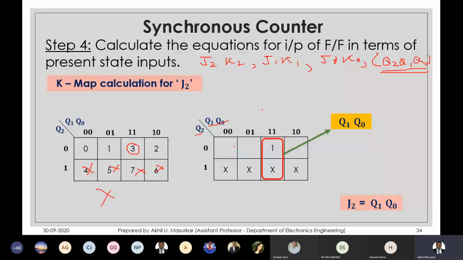J2 is going to be Q1 and Q0. Similarly, those who have completed this K-map, can you go for K2? And you can write the expression for K2 also in the chat box. K2 is equal to what?